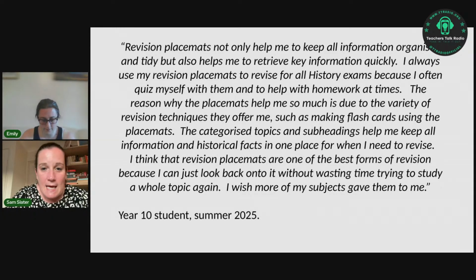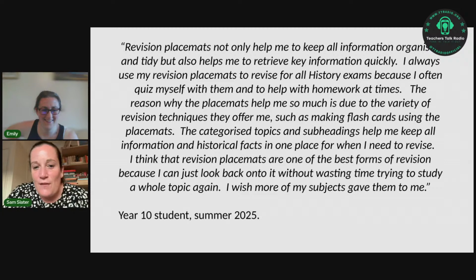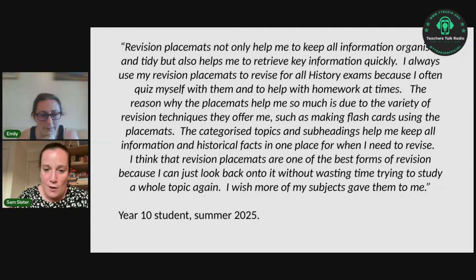We can see here, and I'll just leave it on the slide for you because, as Emily's popped up, I know I'm running out of time. And the feedback that comes from the students really shows the confidence that they feel and the safety. I think these placemats provide a safety net for them: if I'm doing all of this, then I will do well.